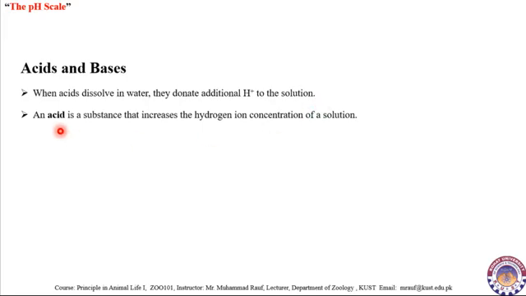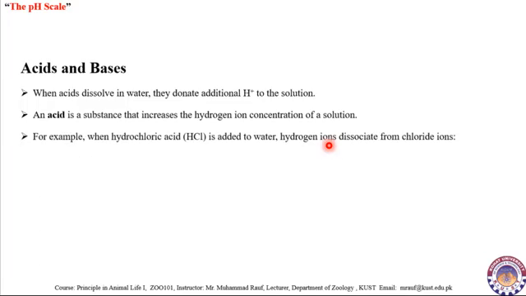So what is an acid? An acid is a substance that increases the hydrogen ion concentration of a solution. You can also define an acid as a substance that decreases the hydroxyl ion concentration of a solution. Now, hydrochloric acid is an example of an acid. It is a strong acid. It is found in the stomach, having a pH of 2 there.